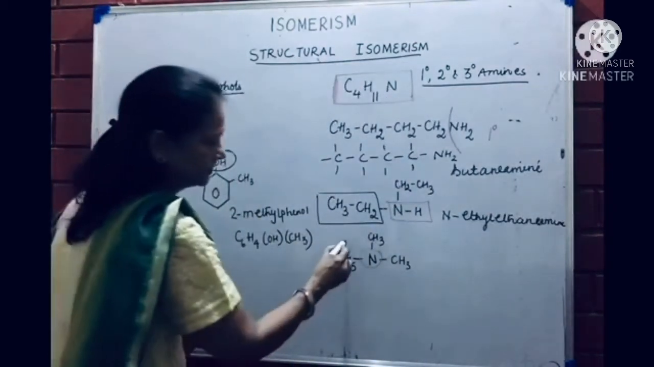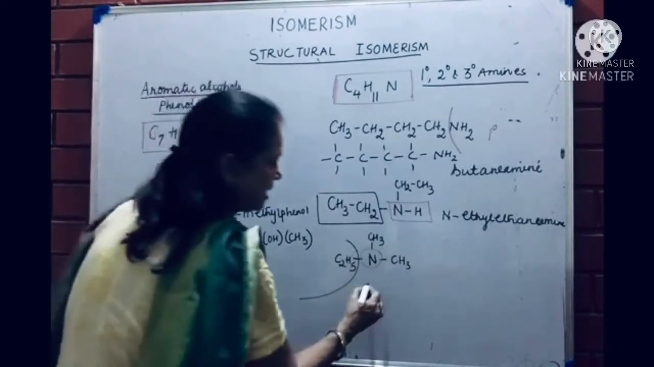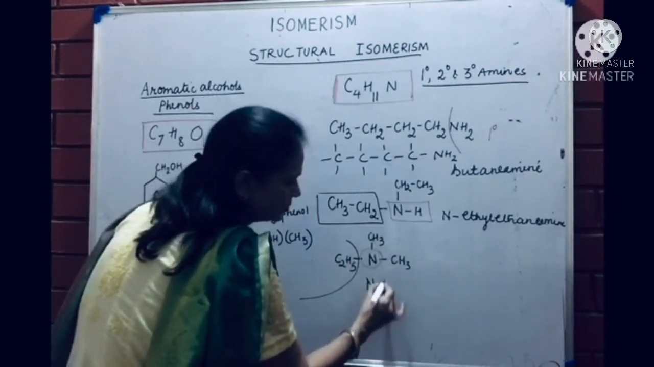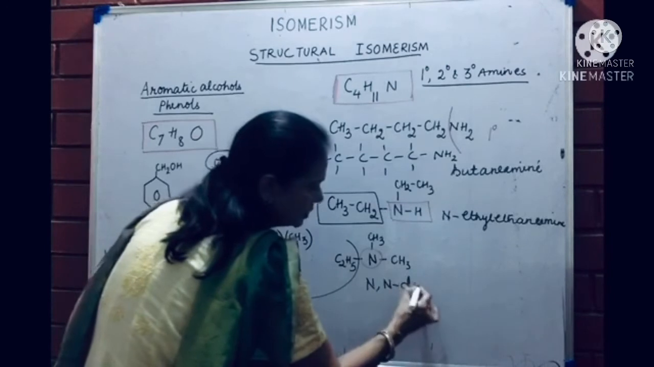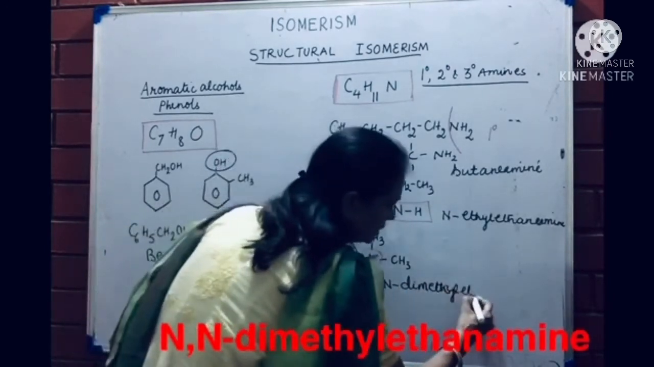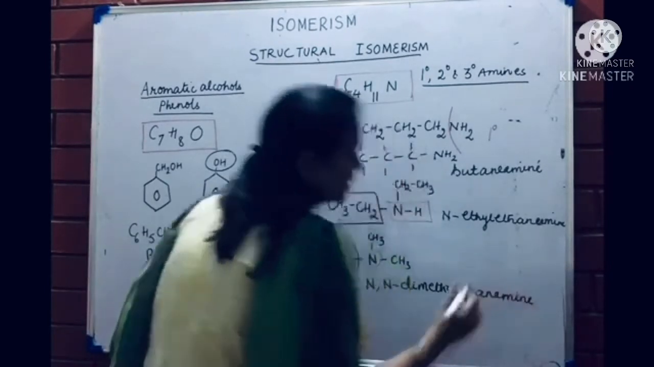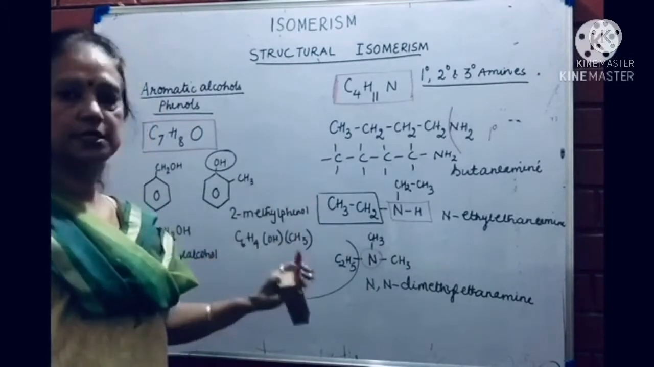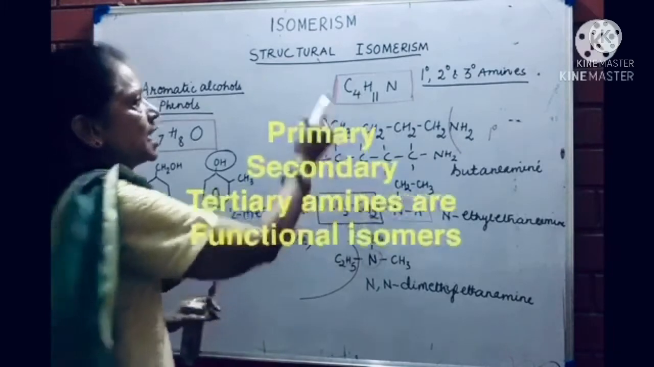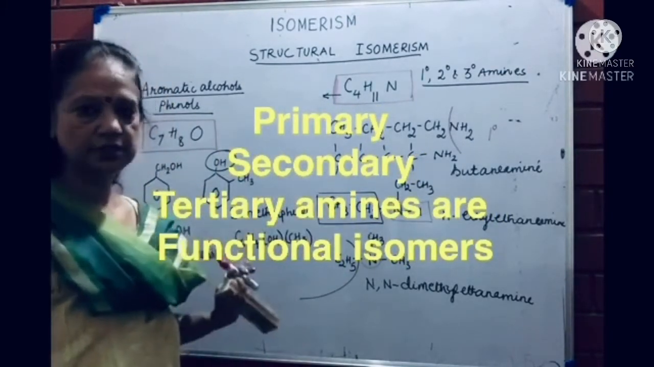And this one, this is the longer chain. So again ethane amine. But I'll have to write down that on the nitrogen atom there are two methyl groups. So N,N-dimethyl ethane amine. So primary, secondary and tertiary amines are functional isomers of each other. If you are asked to make a functional isomer of this, you will make these three isomers.